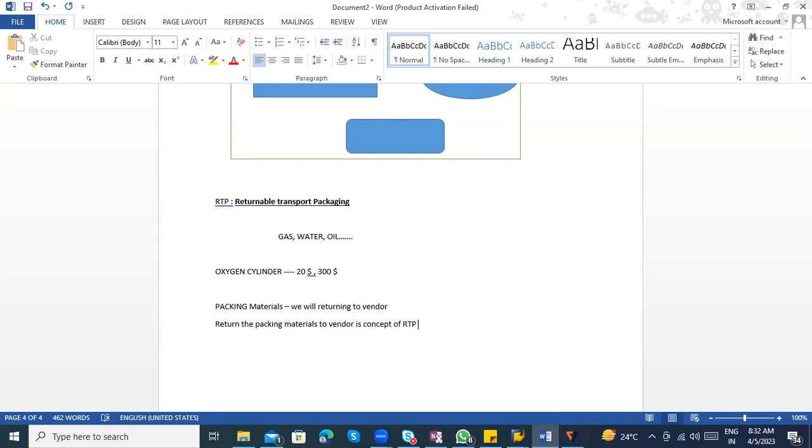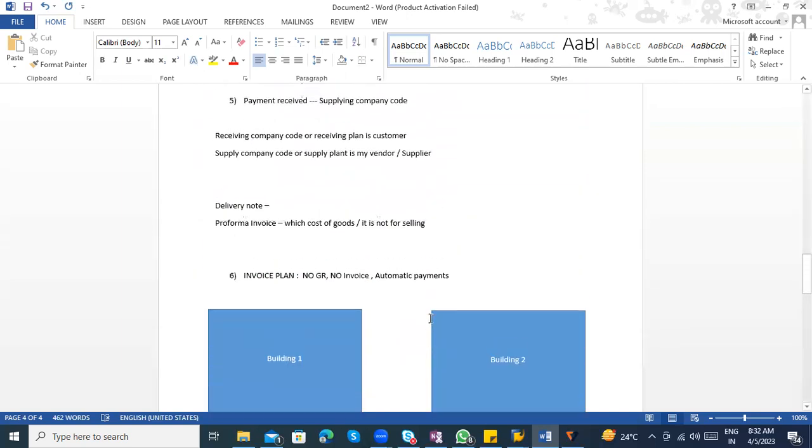Even fiber wires come with fiber rolls, which are containers, so the rolls also cost money. Fiber wire comes with the biggest rolls, and that is also very expensive. So those can also be considered RTP. This is one process of RTP.